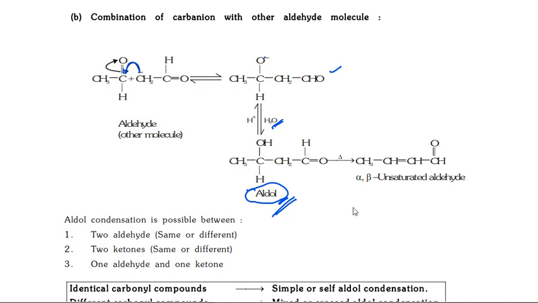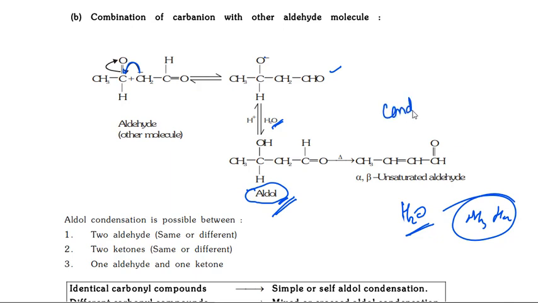Condensation. What is condensation? Condensation means a smaller molecule like H2O, NH3, or HCl is released from the main substance; those reactions are called condensation reactions. Here H2O is releasing, hydrogen and OH leaving as H2O, so this is also known as a condensation reaction.